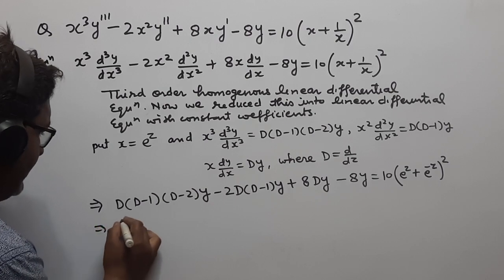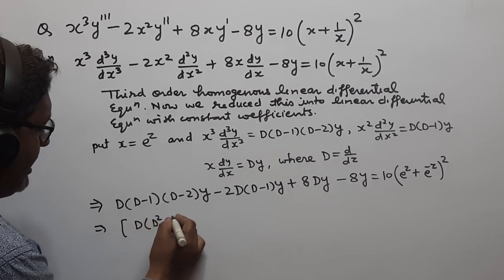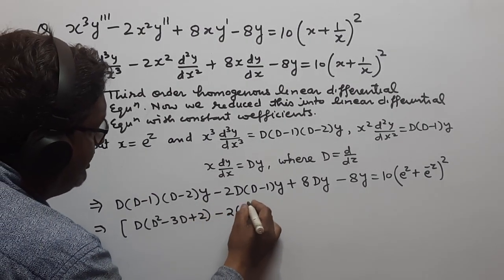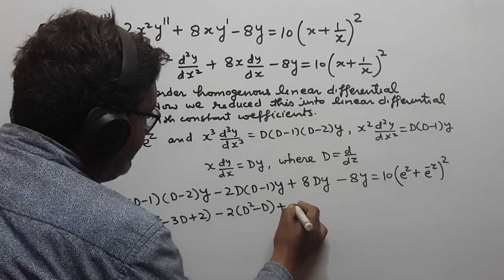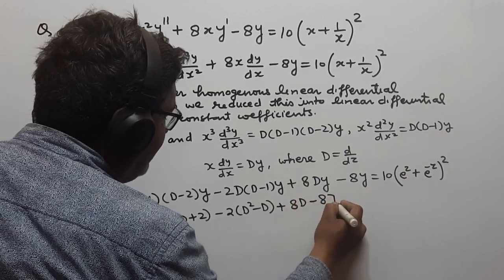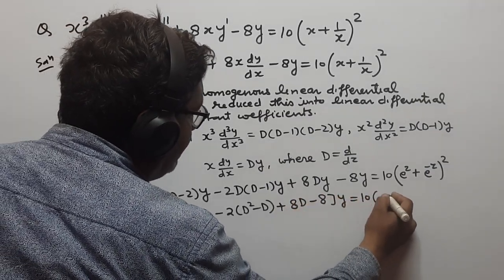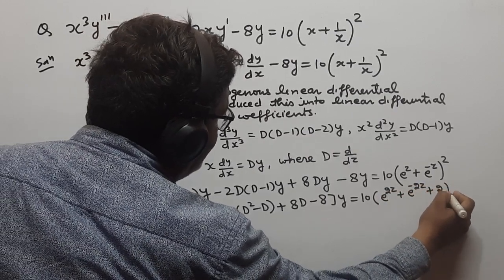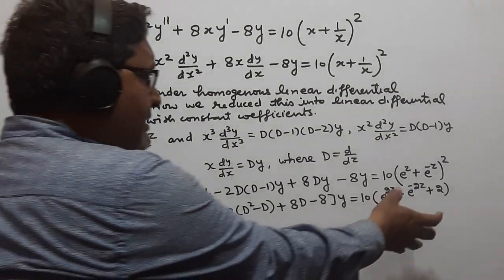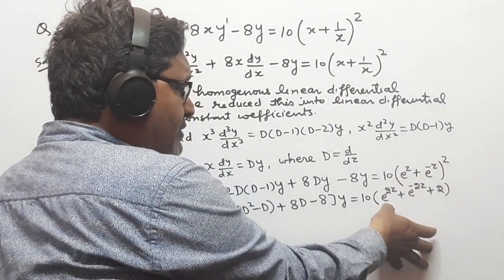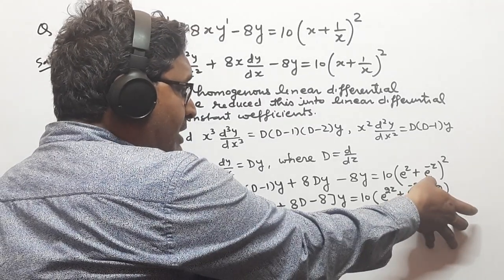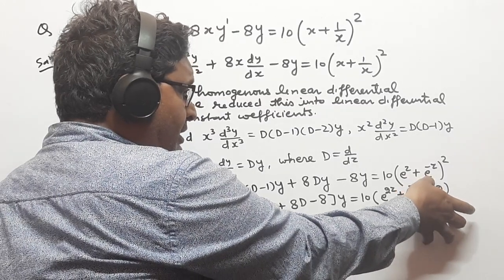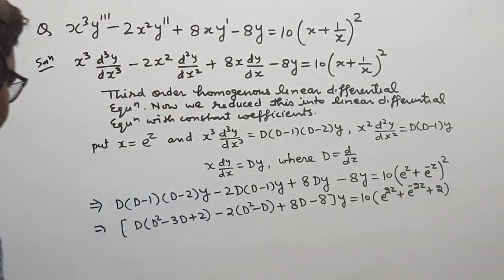Now this can also be written as (D square minus 3D plus 2) minus 2(D square minus D) plus 8D minus 8 times y is equal to 10 times (e to the power 2z plus e to the power minus 2z plus 2). Here we expand this using (a plus b) whole square, we get a square, that is e to the power 2z, plus b square, that is e to the power minus 2z, plus 2 times a multiplied by b. So we get 2 here.